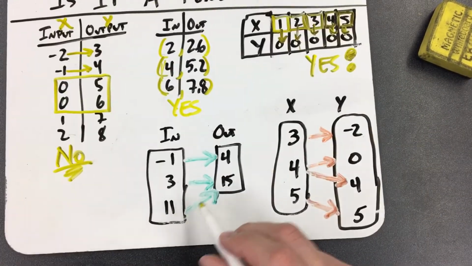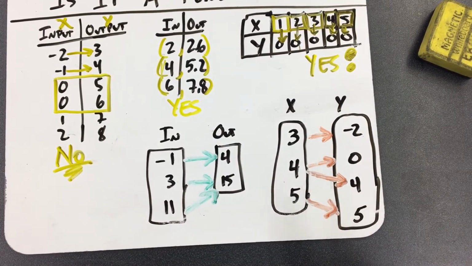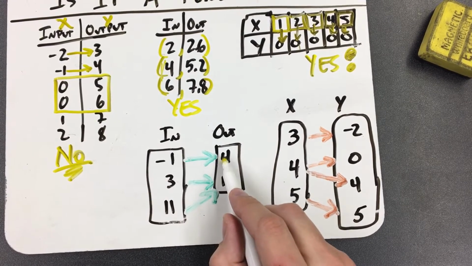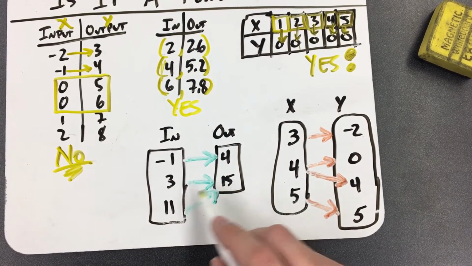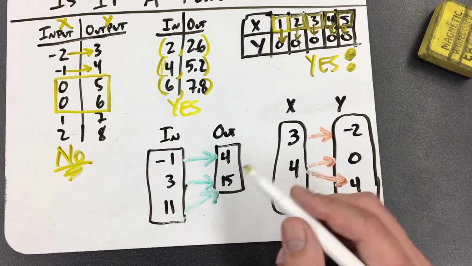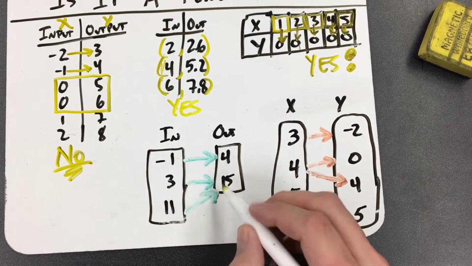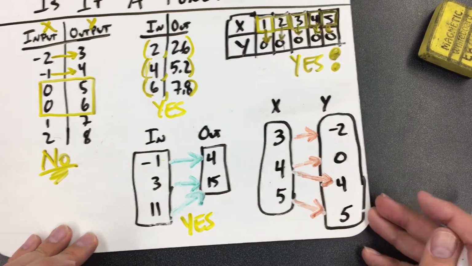Here, sometimes I'll draw it with one of these little maps. It's still going to be the same idea. Just look at the arrows. Here, -1 is only paired up with one number. 3 is paired up with one number. 11 is paired up with one number. Now, these two are pointing to the same number, but is that okay? Yes. Look, my inputs only have one arrow, one arrow, one arrow leading off of them. That is okay. But here's where it gets to be not okay.